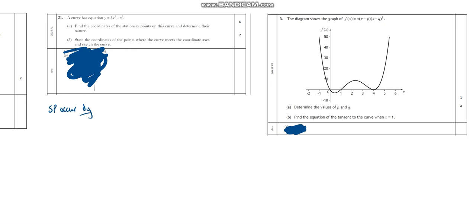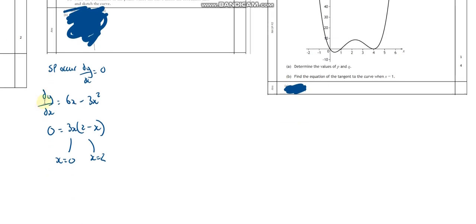when dy by dx is equal to 0. dy by dx in this case is going to be 6x take away 3x squared. I'll factorize that. I'll take out 3x, 2 take away x. So I know I've got stationary points when x is equal to 0 and x is equal to 2. What are the y values for that?